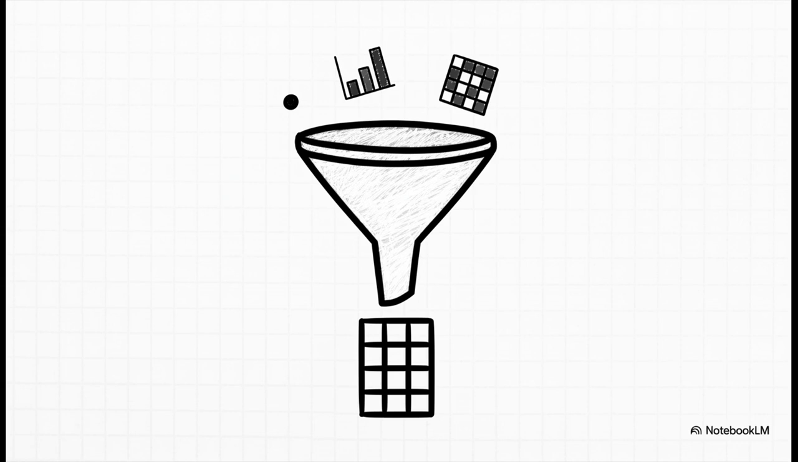The core idea of MATLAB is that everything is an array. A single number, that's just a one-by-one array. A list of measurements, that's an array. An image, you guessed it, it's an array of pixel values. This one unifying idea is what makes MATLAB so incredibly flexible and powerful.